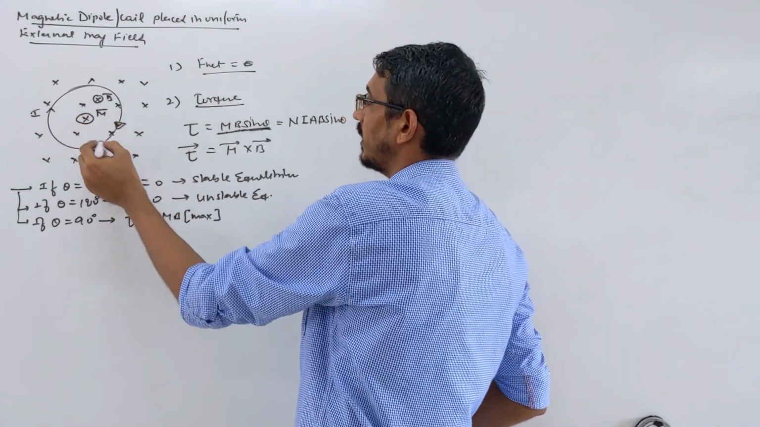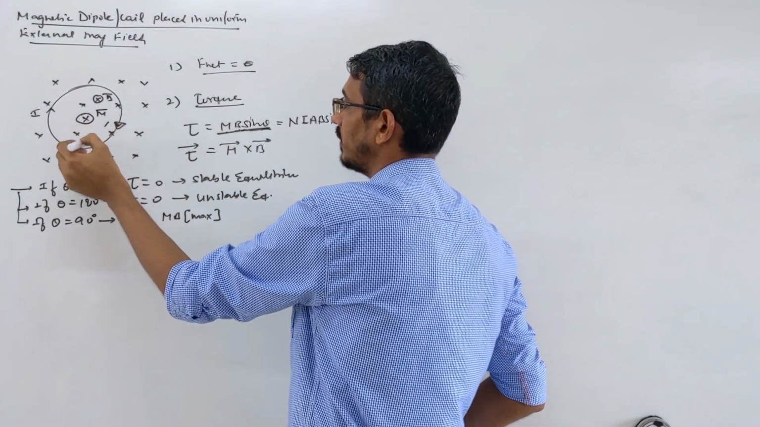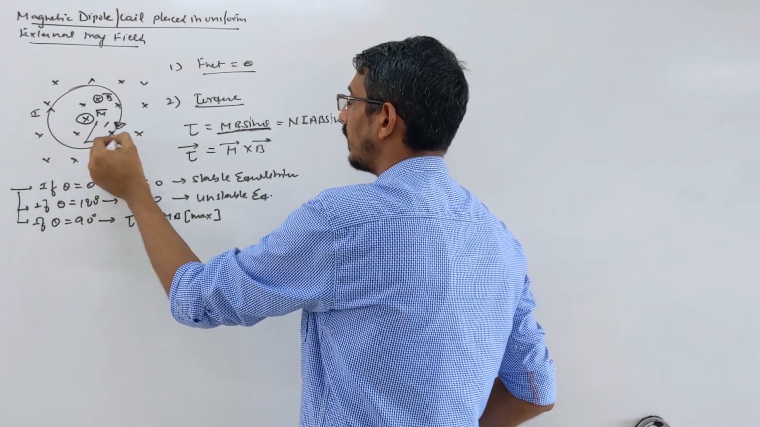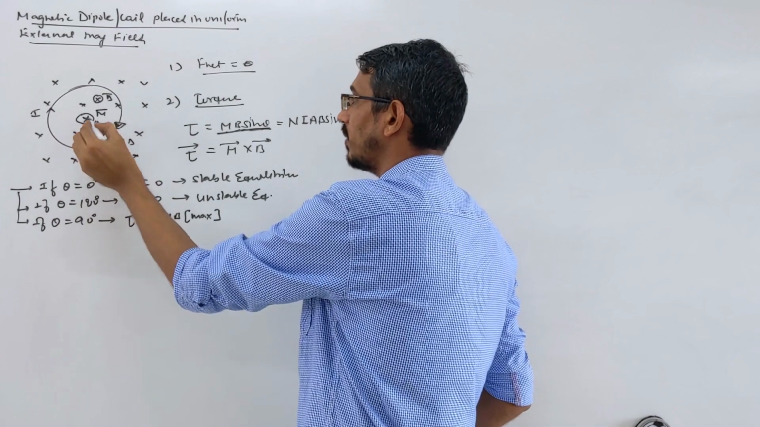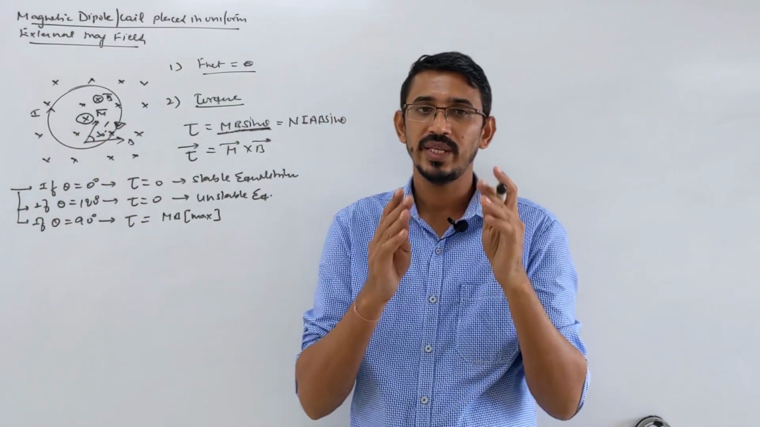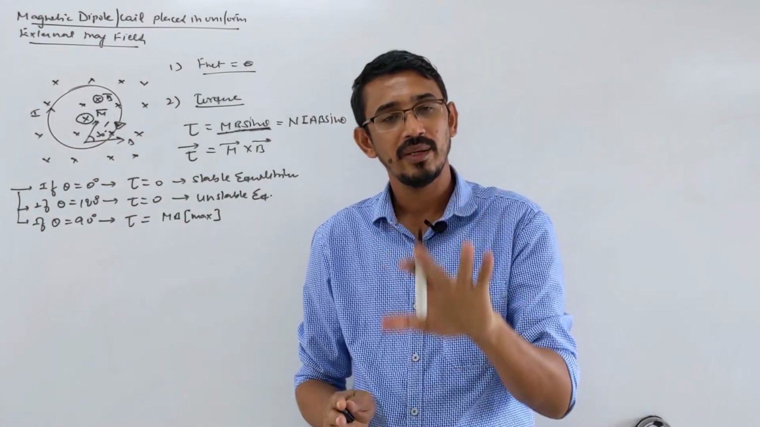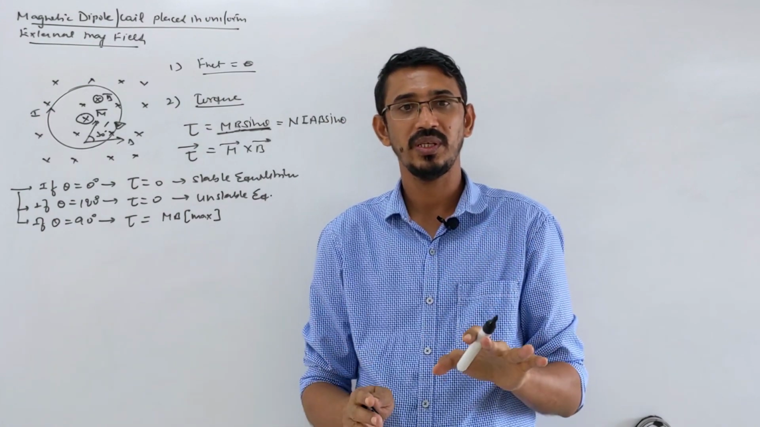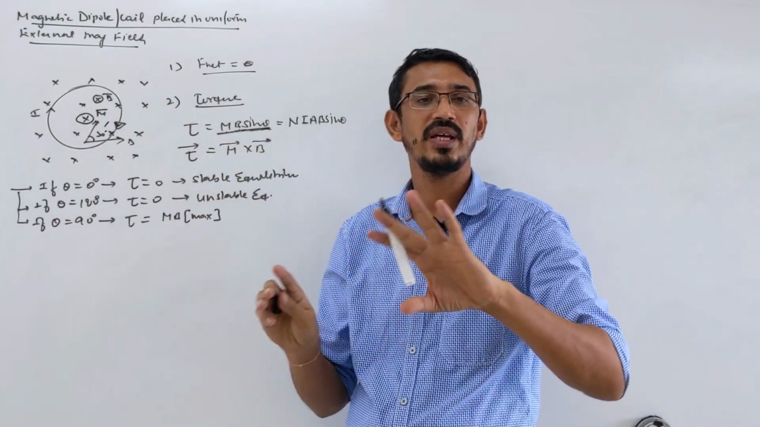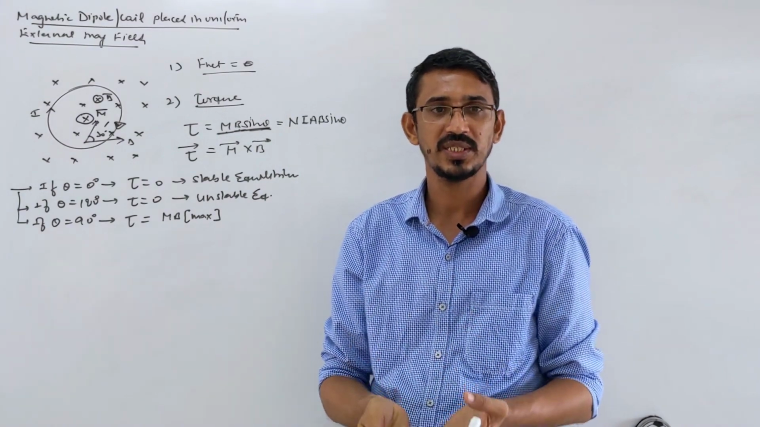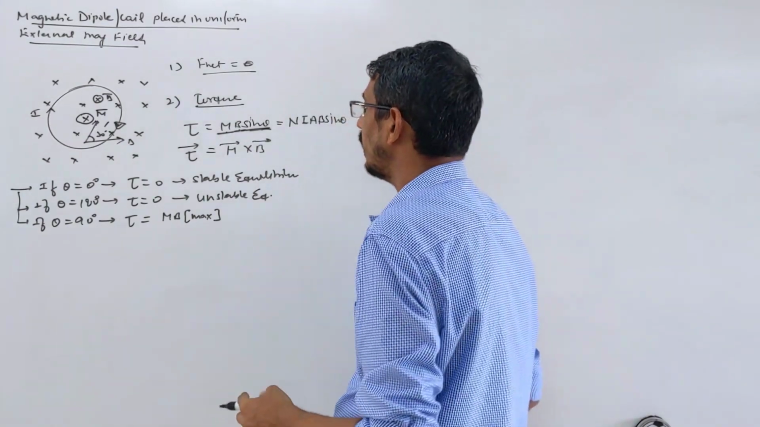Suppose the plane is making an angle of some 30 degree with the magnetic field. So they give the angle between the plane of the coil and magnetic field, suppose 30 degree. Then what's the angle between magnetic moment and magnetic field? It becomes 90 minus 30, 60, right? 60 degree. How? So watch carefully.